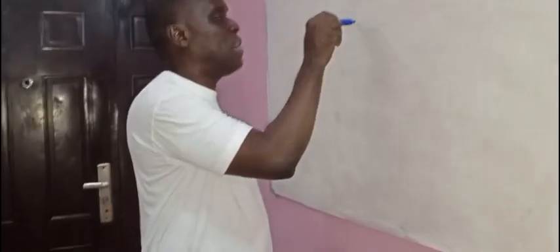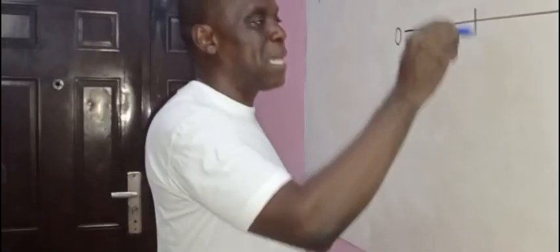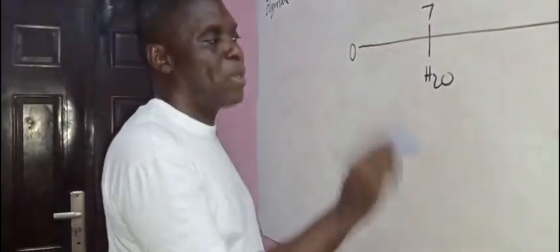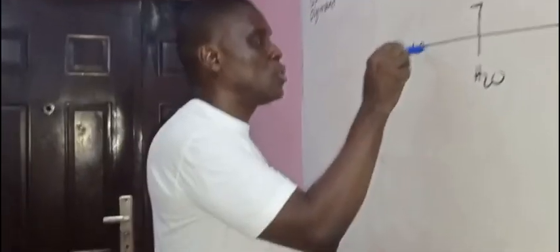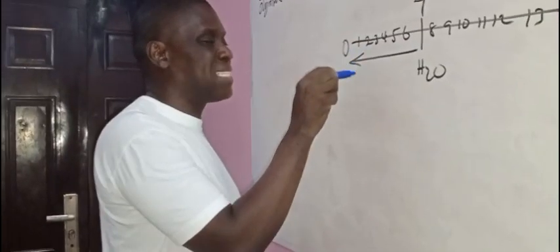Now, pH value is from 0 to 14. pH value, pH meter. At the center, we have 7. That is water, H2O. Pure water is neutral. Neutrality is 7. Now, we have 1, 2, 3, 4, 5, 6. Then here we have 8, 9, 10, 11, 12, and what? 13. As you go this way, the acidity increases.